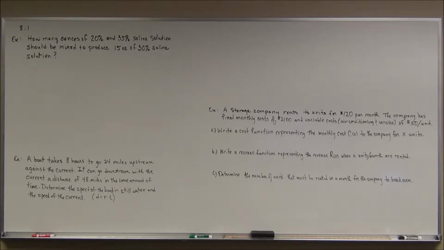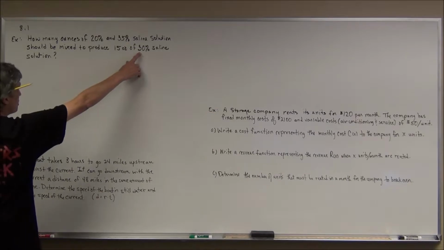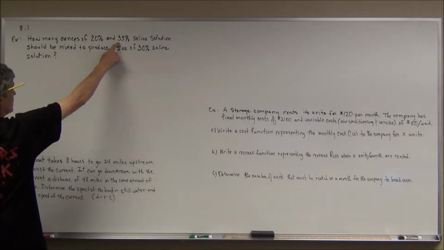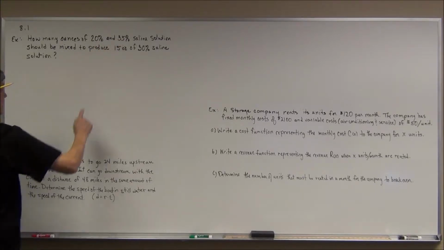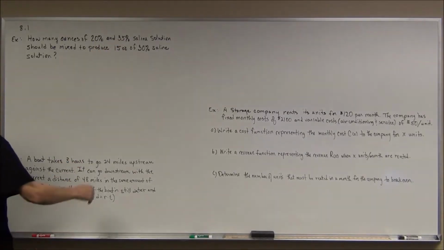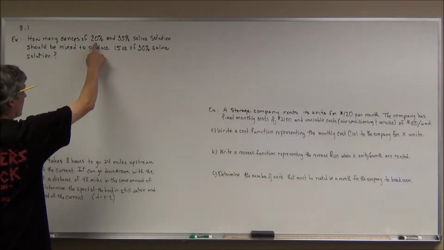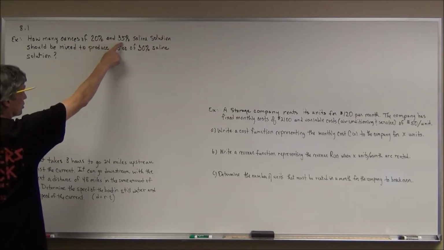This is a classic example, a mixture problem. It says how many ounces of 20% and 35% saline solution should be mixed to produce 15 ounces of a 30% saline solution. Now notice here that the percent of saline in the mixture is in between these two. It's not exactly halfway in between, because if it was, then we would use equal amounts of the weaker and stronger solutions.